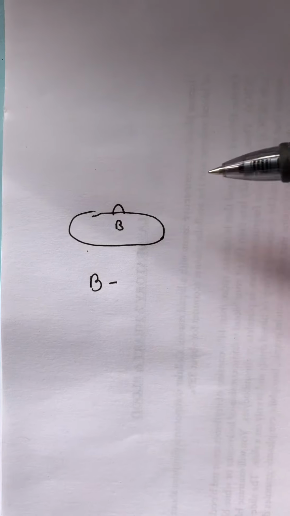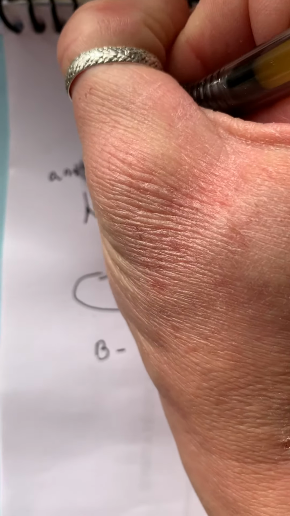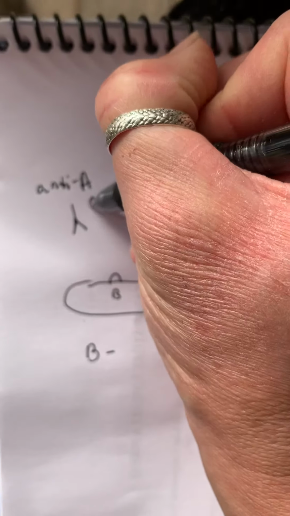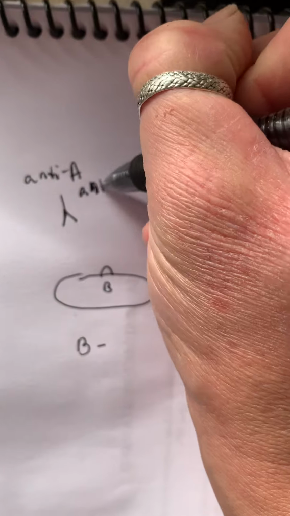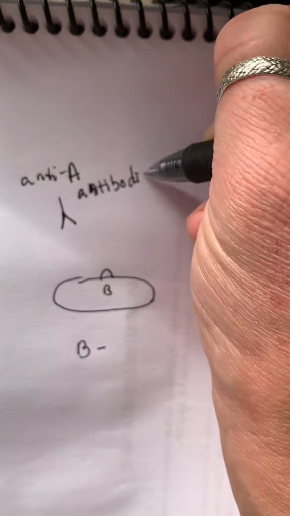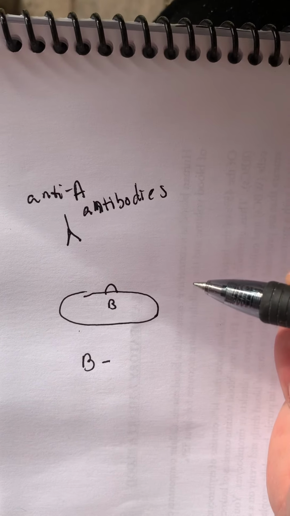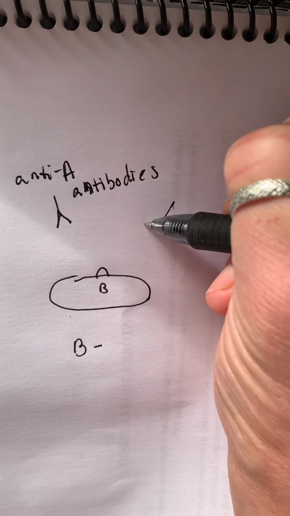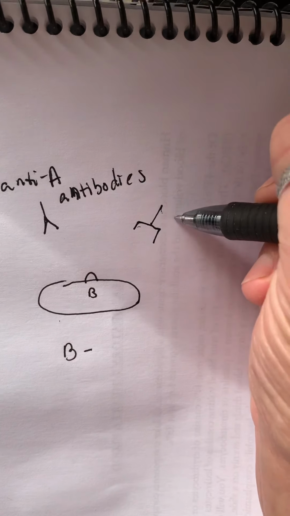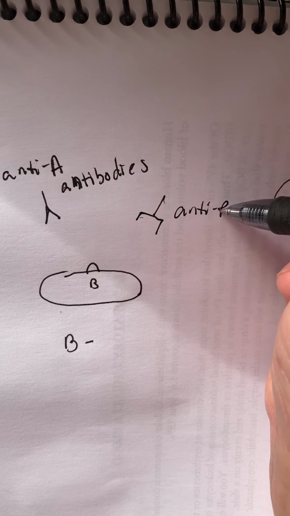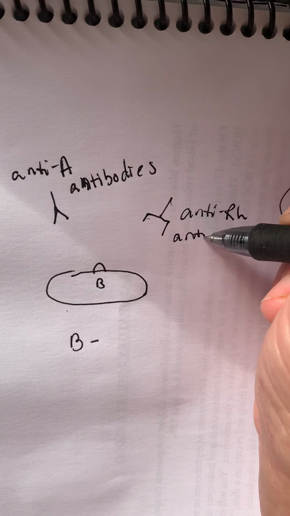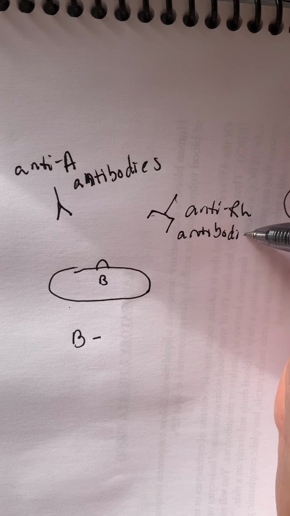The antibodies they make are to whatever they don't have. So they don't have an A, so they're going to make anti-A antibodies. And then they don't have an RH, so they would make anti-RH antibodies. So those are the two types of antibodies they would make.